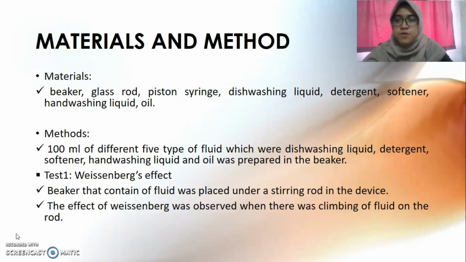The materials that we use are beaker, glass rod, piston syringe, dishwashing liquid, detergent, softener, hand washing liquid, and oil. 100 ml of five different types of fluid, which were dishwashing liquid, detergent, softener, hand washing liquid, and oil, was prepared in a beaker. For test one, which is to test the Weissenberg effect, the beaker that contains the fluid was placed under a stirring rod in the device. The Weissenberg effect was observed when there was climbing of fluid on the rod.